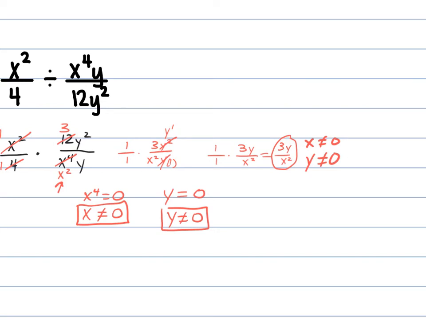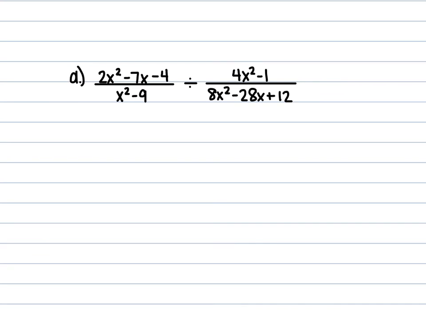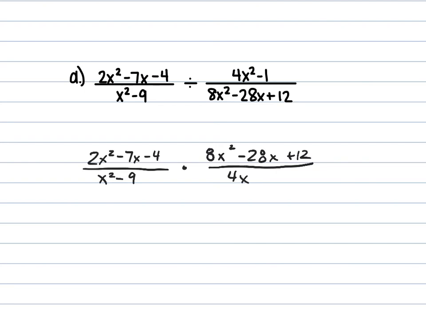All right, one more. This is a big one, but hopefully we can factor it and get something good to happen here. We've got 2x squared minus 7x minus 4 over x squared minus 9. I'm going to keep change flip right now, get this out of the way. 8x squared minus 28x plus 12 all over 4x squared minus 1. We've done our keep, change, flip. We are good. All right.